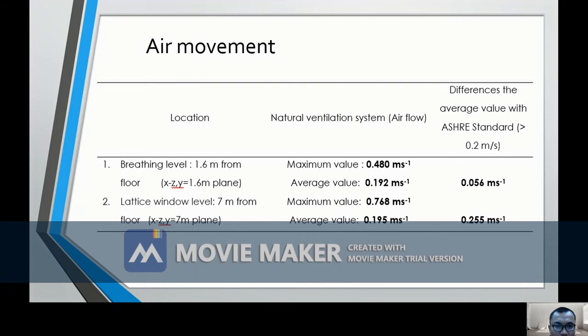For the breathing level, or 1.6 meters from the floor, the maximum value for the airflow is 0.48 meter per second. The average value is 0.192 meter per second. Compared to the standard, it is 0.065 meter per second more than it should be. At the lattice window, or the ventilation window, which is 7 meters from the floor, the maximum value is 0.768 meter per second. The average value is 0.195 meter per second, a difference of 0.255, or more than the standard value.